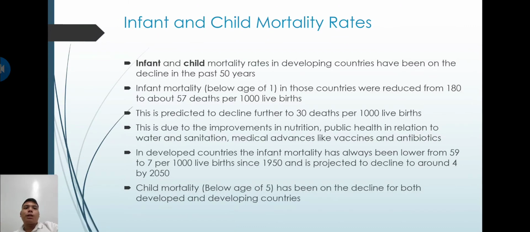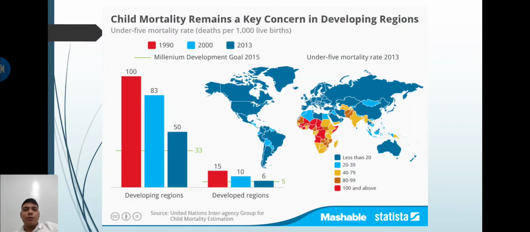When it comes to child mortality rates, they have both been on the decline in both developed and developing countries. So as you can see, those are just examples of how much the decline has been for the child mortality rates in certain countries.